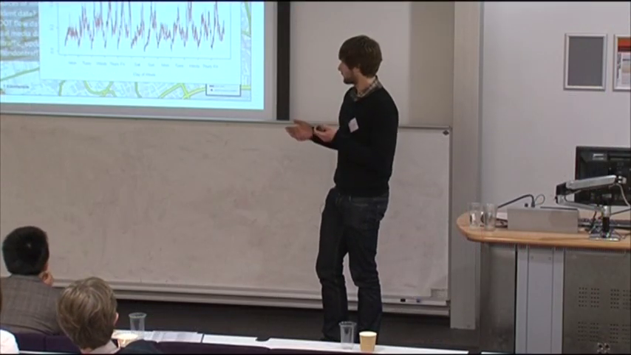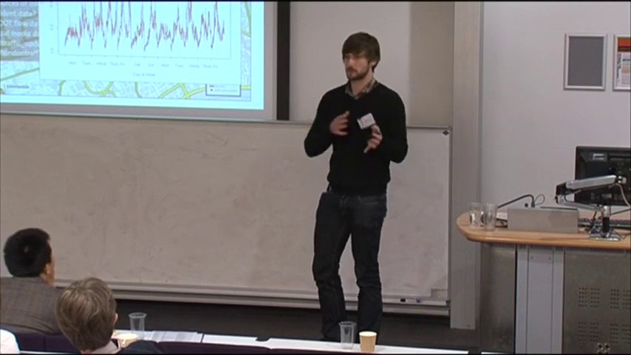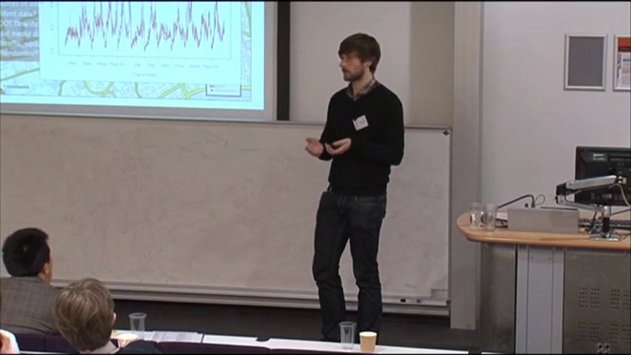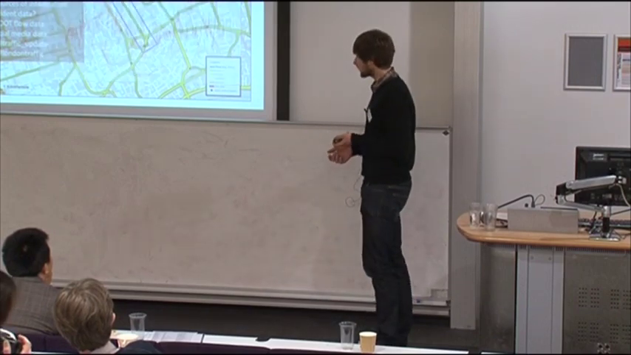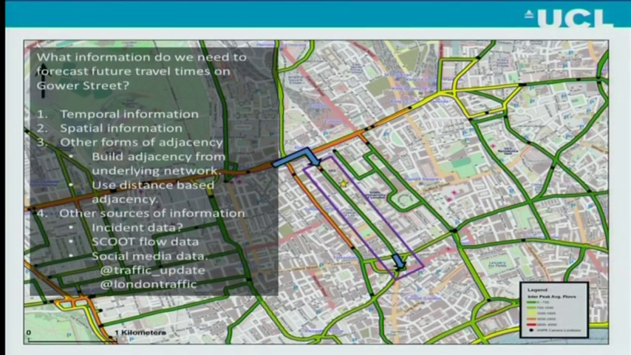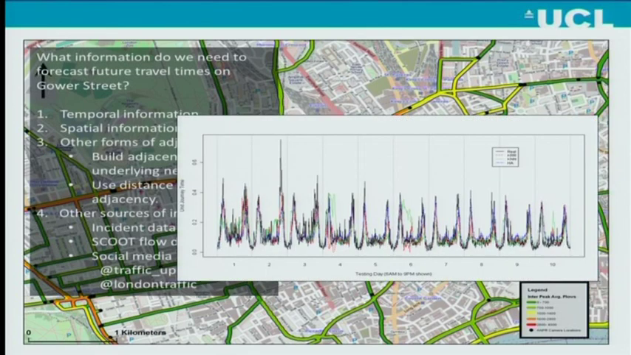However, if you have spatial information and you know what's happened upstream and downstream, then you can get more of an idea of what might happen soon. So we might use the adjacent links on this network to try and forecast travel times on this link. Doing this, we can actually do quite well. This is another example where we've used just the previous information from the upstream and downstream links to predict what's going to happen on a link.